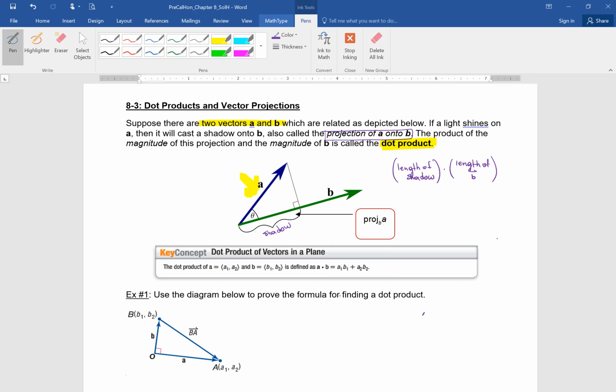Okay, now, if you measure the length of the shadow or the length of the projection with a ruler, is that number that you get a vector or a scalar quantity? It's a scalar because you just measured the length with a ruler, okay? Now, if you measure the length of vector B with a ruler, is that a vector or a scalar quantity? That's a scalar as well. That means the dot product is a scalar quantity because the dot product is a product of two regular old numbers. Okay? All right.